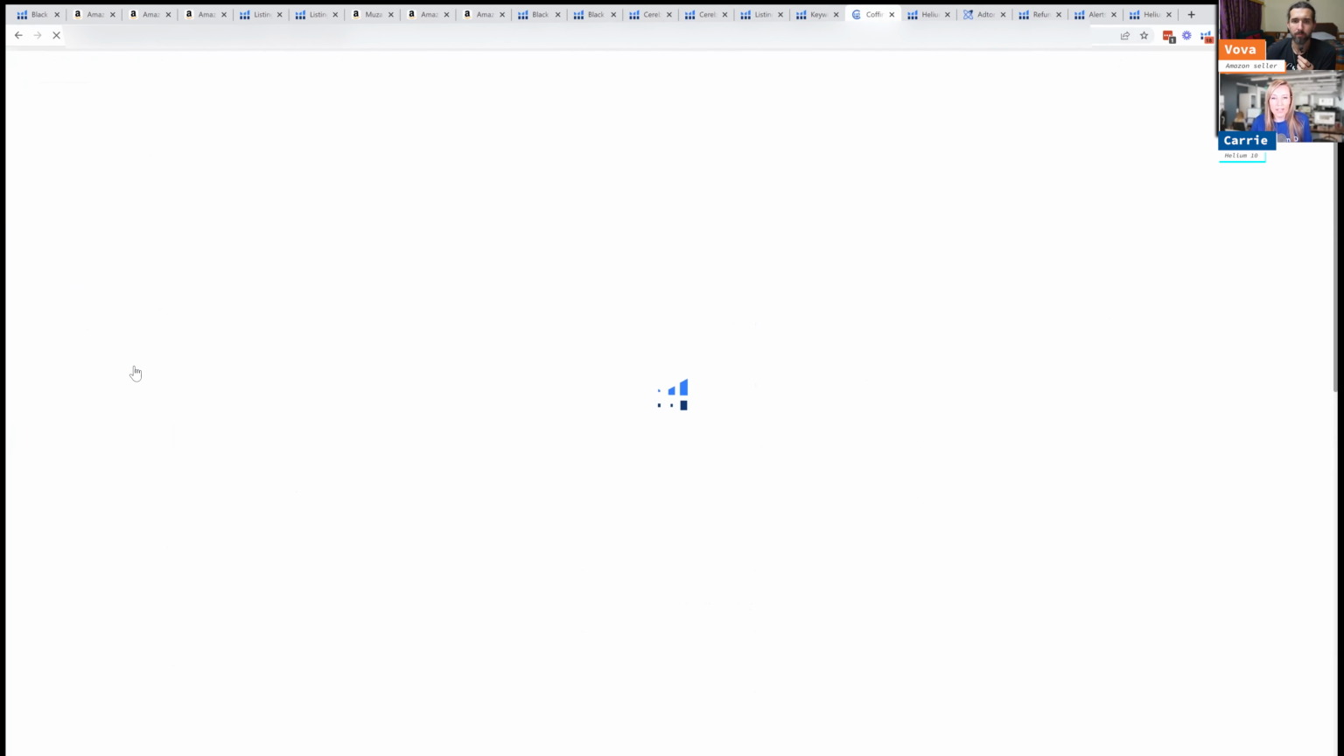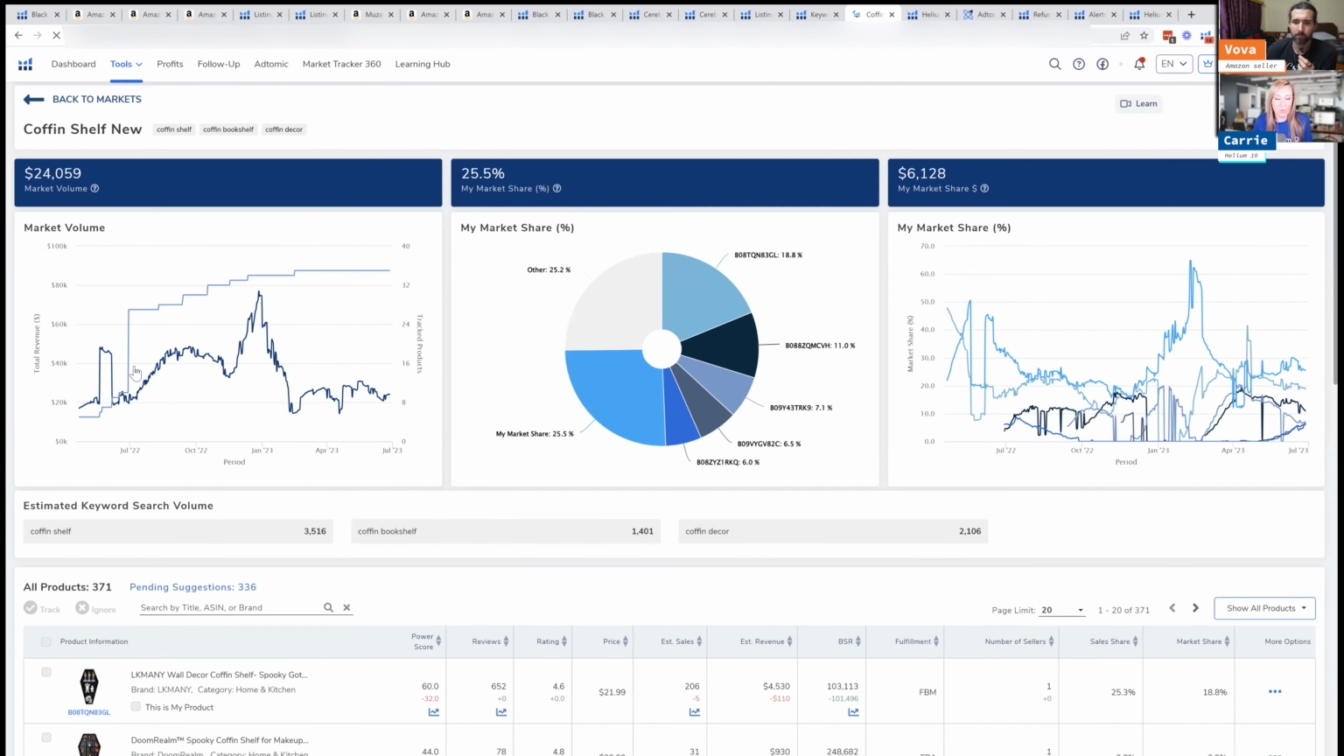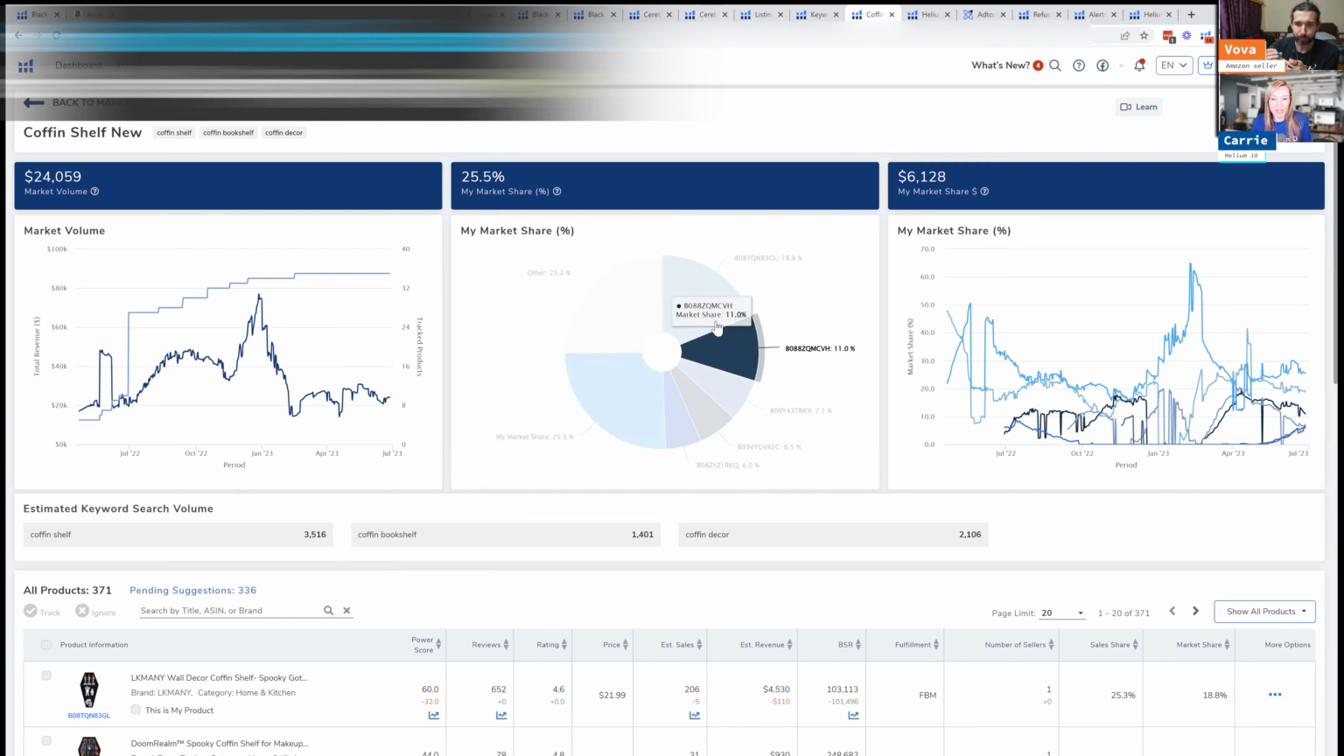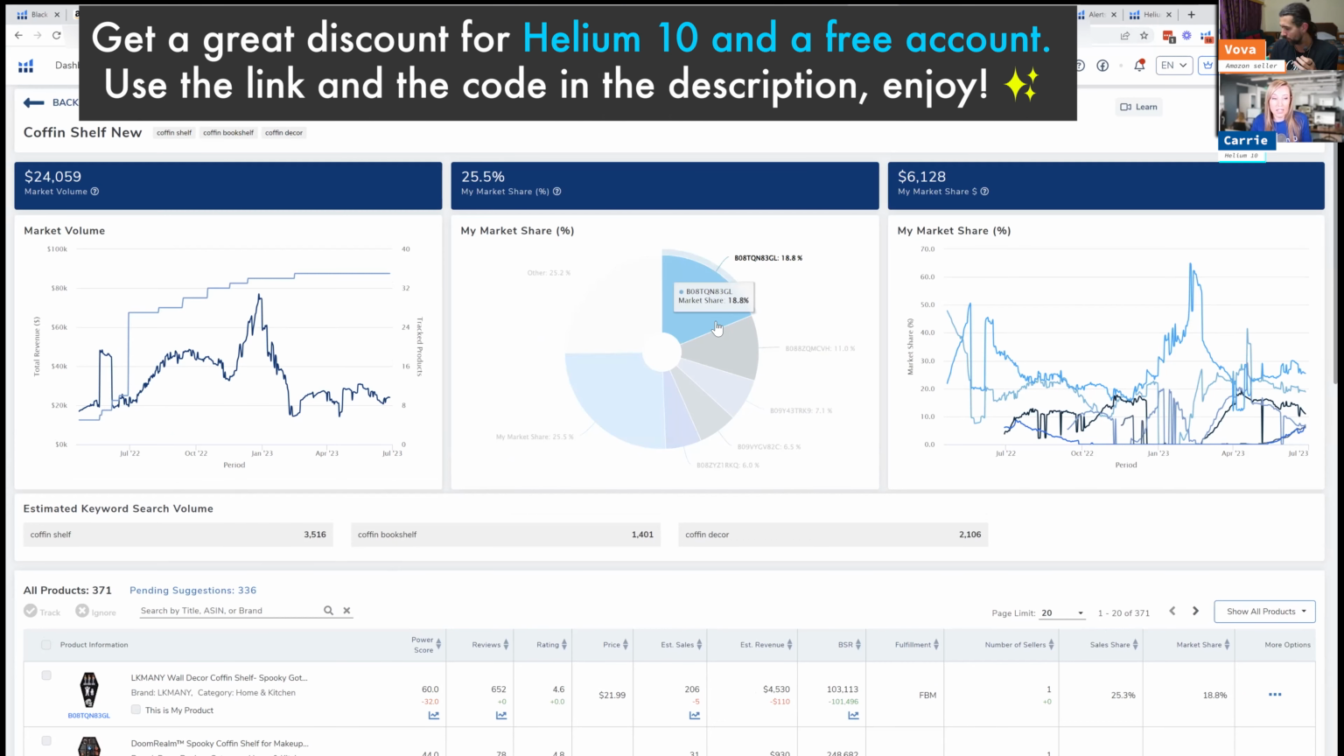What's cool about this is you can put in your ASIN and some keywords, and it's going to basically show you your market share for this particular market. So you can see on this graph, this is my market share. We've got 25%. This one, they've got 18%. Now they've actually started gaining on the marketplace. I've been seeing them, they keep growing bigger and bigger.